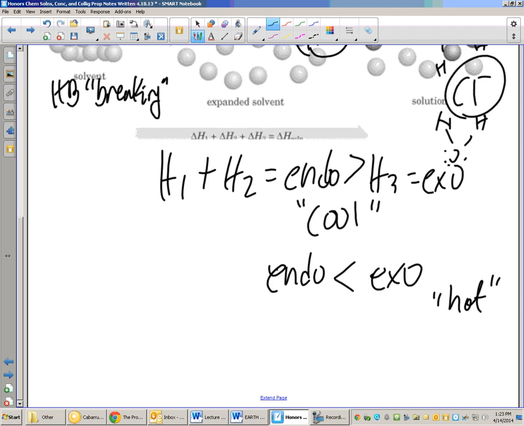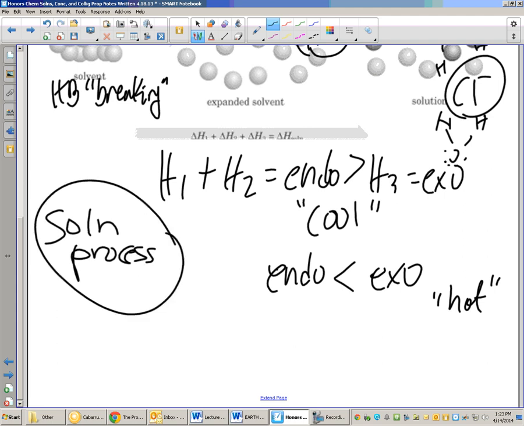So a lot of things we are going to talk about, you're going to feel heat released or you're going to feel heat taken away from your hand. So I want you to know why. It's because the solution process, this is overall called the solution process. It's because of the energy it takes to break the bonds and break the solvent apart and the energy that's released when they're put together. It's not easy as like just pouring something in water. It takes a lot of stuff.